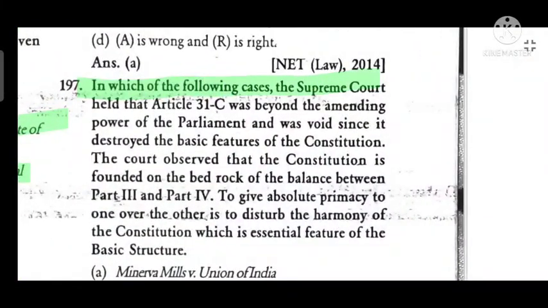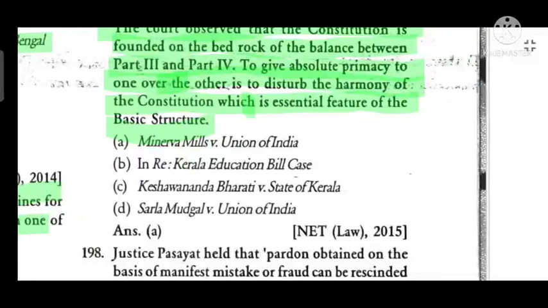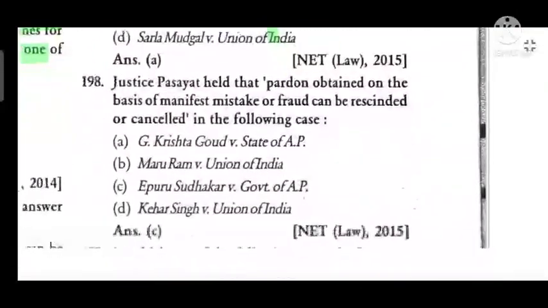In which one of the following cases did the Supreme Court hold that Article 31C was beyond the amending power of Parliament and was void since it destroyed the basic feature of the Constitution? The court observed that the Constitution is founded on the bedrock of the balance between Part 3 and Part 4. To give absolute primacy to one over the other is to disturb the harmony of the Constitution, which is an essential feature of the basic structure. Minerva Mills versus Union of India.